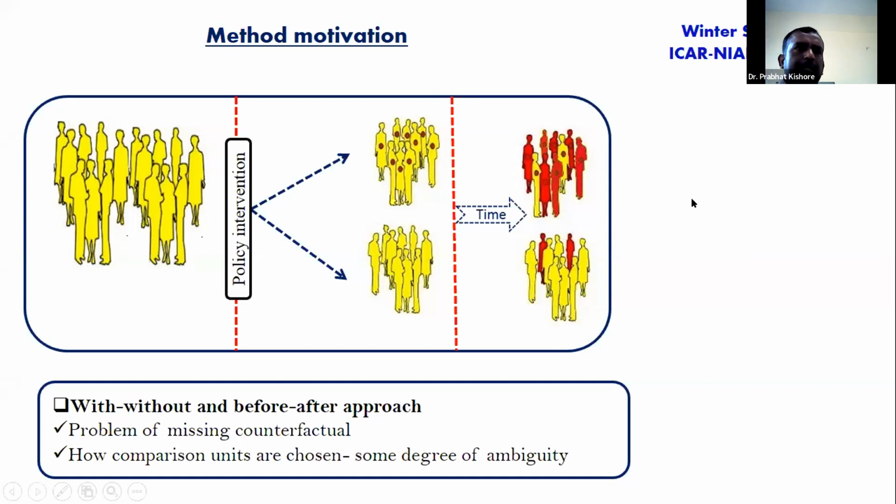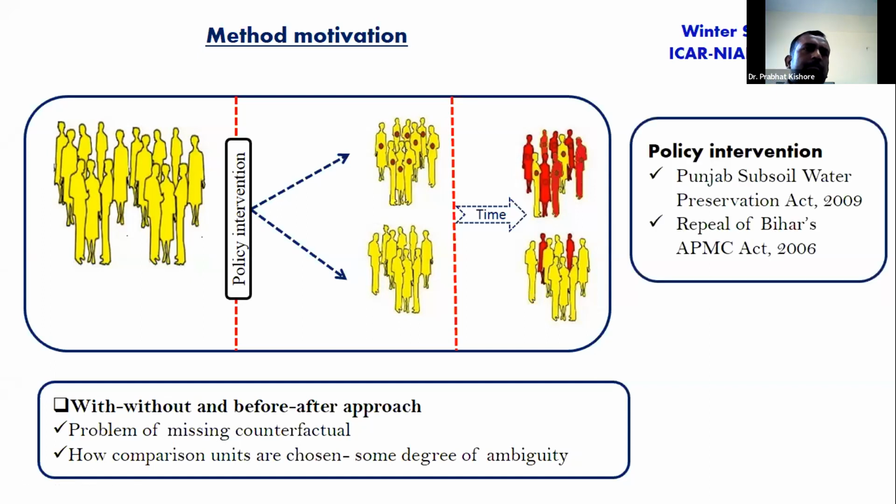And third, if I say that there is some policy intervention, like in 2009, the Punjab government enacted the Punjab Subsoil Water Preservation Act. This was to control the depletion of groundwater level by changing the date of sowing the paddy crop and its transplanting. So they have fixed a certain date. Before that, you cannot sow the nursery of paddy and transplant it. And if someone does, there is a fine, and they will destroy the field. So this was based on the idea that this will control the groundwater depletion.